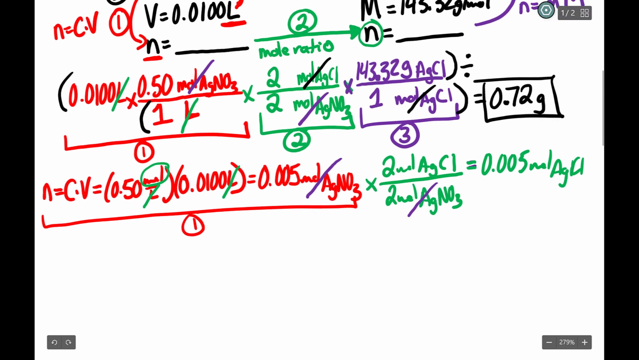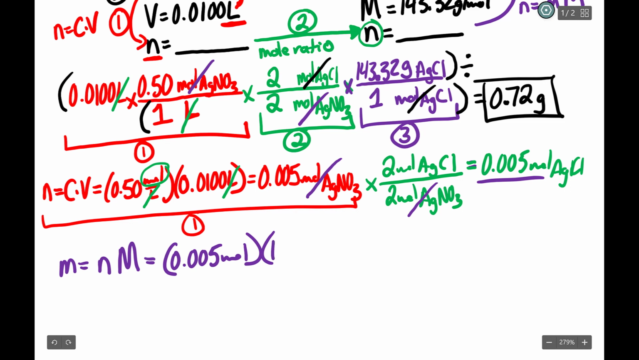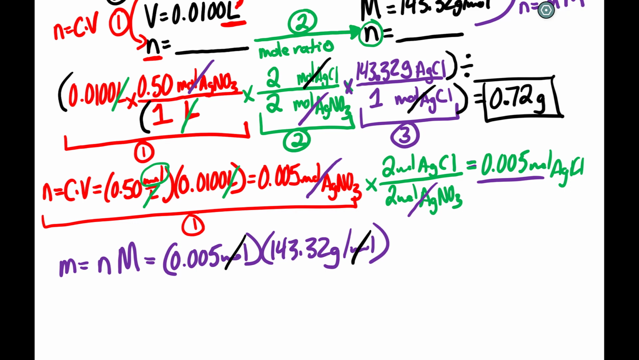Now, how I would finish it off down here would be using this equation, m is equal to n times M. So I'd carry my answer down, 0.005 moles. I would multiply that by the molar mass, 143.32 grams per mole. The moles would cancel. So punching that in my calculator, I get the exact same answer of 0.72 grams.